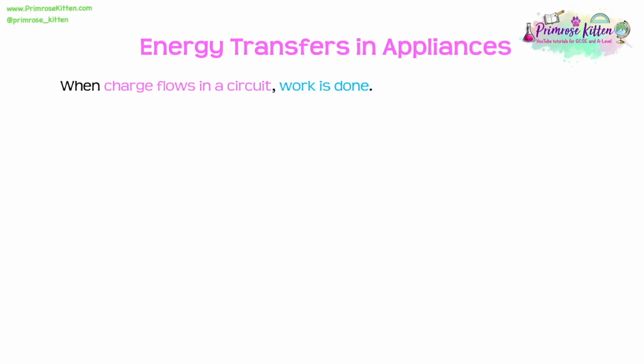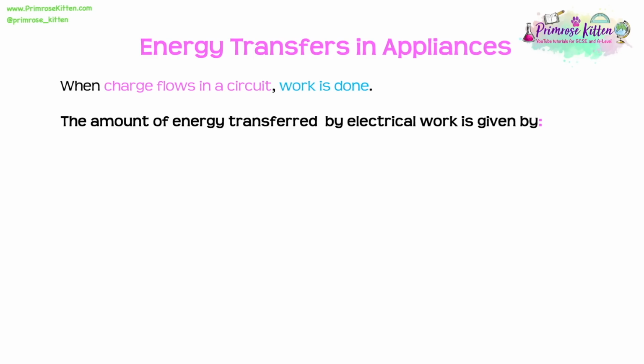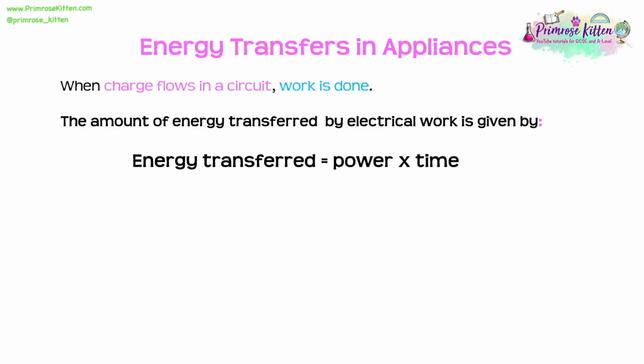When charge flows in a circuit, we should know that work is done. Now we can calculate the amount of energy transferred by electrical work using the equation that energy transferred equals power times time. We can use the symbols here, E equals P times T.